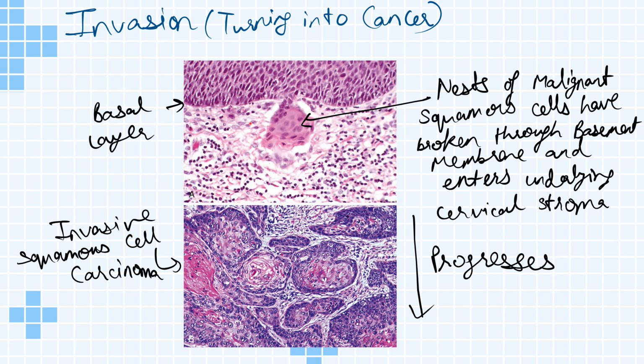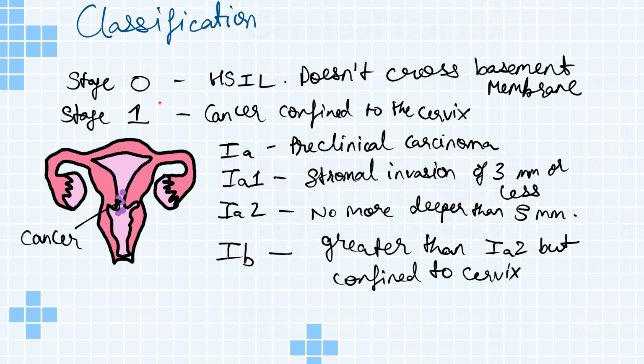Finally, let's quickly review the stages. Stage 0 refers to HSIL. It does not cross the basement membrane. In stage 1, cancer is confined to the cervix. Stage 1 has subtypes. 1A refers to preclinical carcinoma. 1A1 shows stromal invasion of 3 millimeters or less. 1A2 is no deeper than 5 millimeters. 1B is greater than 1A2 but confined to the cervix.